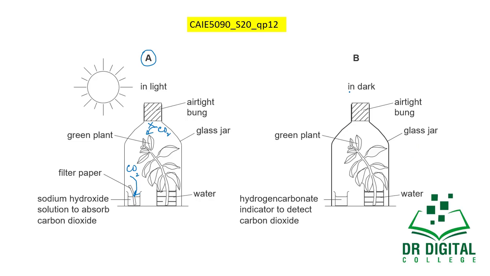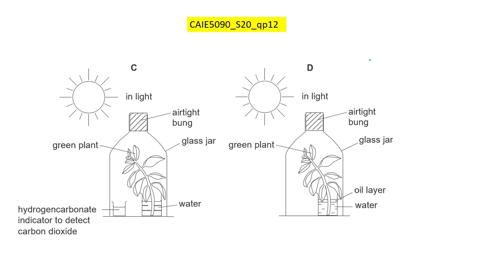It is there in the dark, so light is absent. Moreover, we are investigating the effect of absence of carbon dioxide, but here carbon dioxide is present because the hydrogen carbonate indicator is not absorbing carbon dioxide. It's just indicating whether carbon dioxide is here or not, whether it is less or more. So carbon dioxide is available, light is absent. So this is a different experiment. This is not the experiment for the previous control experiment. So option B is wrong.